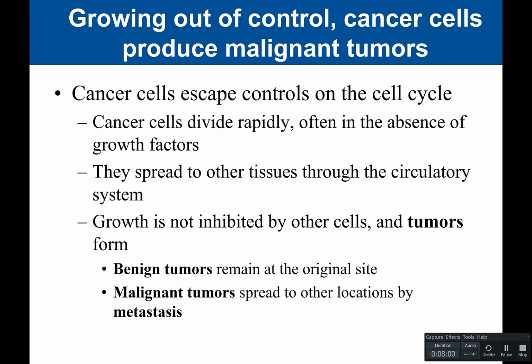Now, cancer cells escape controls in the cell cycle. Cancer cells divide rapidly, often in the absence of any growth factors. They spread to other tissues through the circulatory system. Their growth is not inhibited by other cells, and tumors can form. A benign tumor will stay at its original site, whereas a malignant tumor will spread to other locations through a process referred to as metastasis.